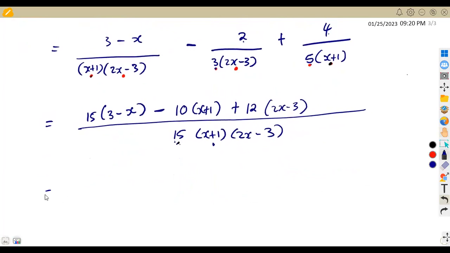From there, we can actually expand the given brackets, then collect like terms. 15 times 3, that is 45. All right, so we've got 45 there. 15 times minus x, that's minus 15x. Minus 10 times x, that's minus 10x. Minus 10 times 1, that's minus 10. 12 times 2, that is 24x. 12 times 3, that's negative 36.